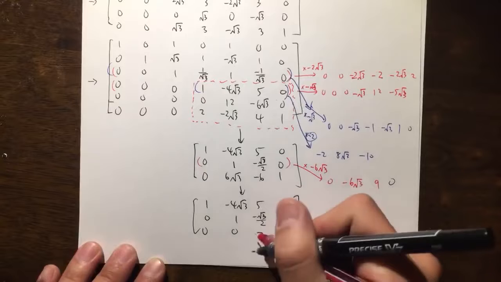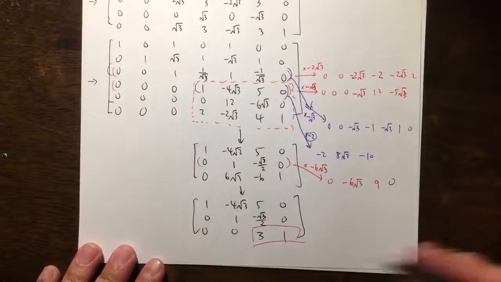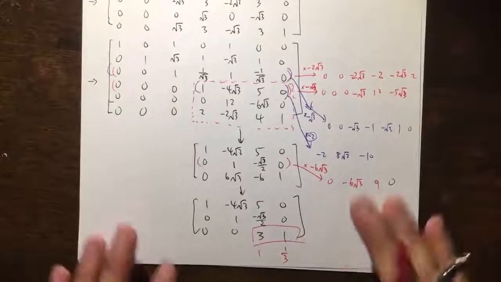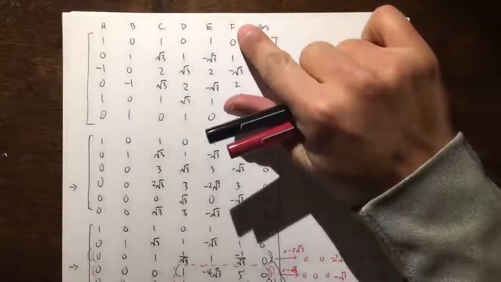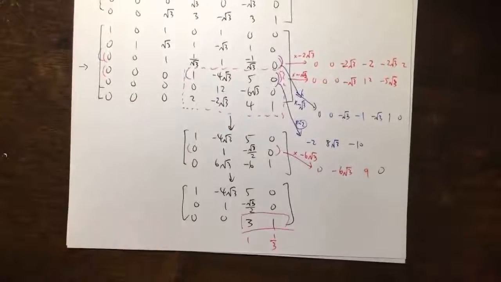And then in the end, what do I do with this? Just divide everything by 3. So we have 1 and 1/3. So in the end, we got f. It's actually equal to 1/3.